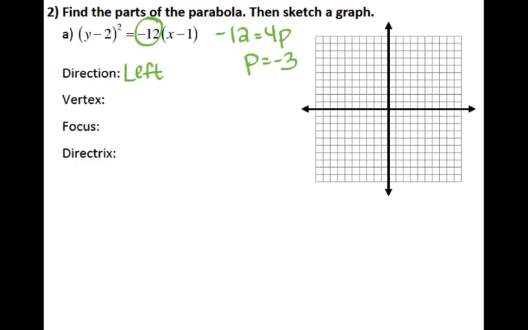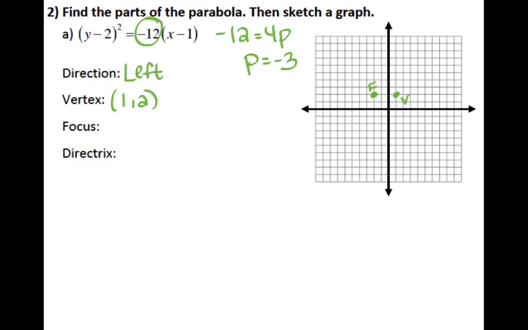The vertex, you have your x-coordinate and your y-coordinate. Your x-coordinate comes from the x, y-coordinate comes from the y. Don't forget when you're taking them out of the parenthesis, it's always the opposite, so your vertex is at 1, 2. So I'm going to start by plotting my vertex at 1, 2. There's my vertex. I need to move 3 units to the left. 1, 2, 3. And there's your focus.